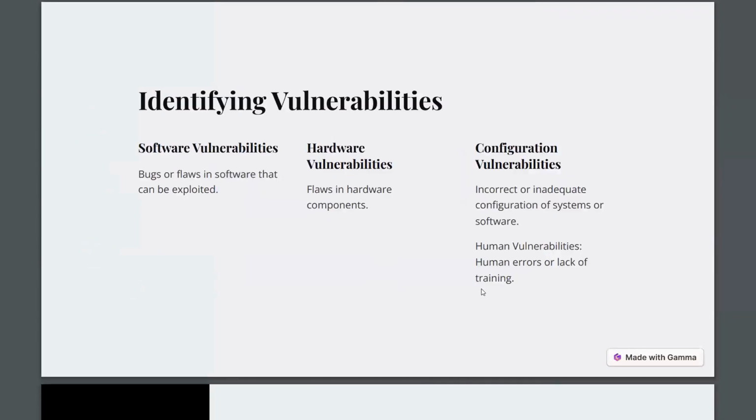Now let's identify vulnerabilities. A vulnerability is just a weakness in a system or an app or even in a network that can be exploited by a threat to gain some type of unauthorized access or cause some type of damage. Vulnerabilities can exist in these forms, such as software vulnerabilities, like bugs or flaws in the software that can be exploited. Hardware vulnerabilities, such as flaws in hardware components, configuration vulnerabilities, like incorrect or inadequate configurations on a system or software. And then we have human vulnerabilities, right? Humans can make errors, or you can just have lack of training, which can cause errors as well. So these are some of the vulnerabilities that can come in these different forms, and we must ensure that we can understand them and mitigate those risks.